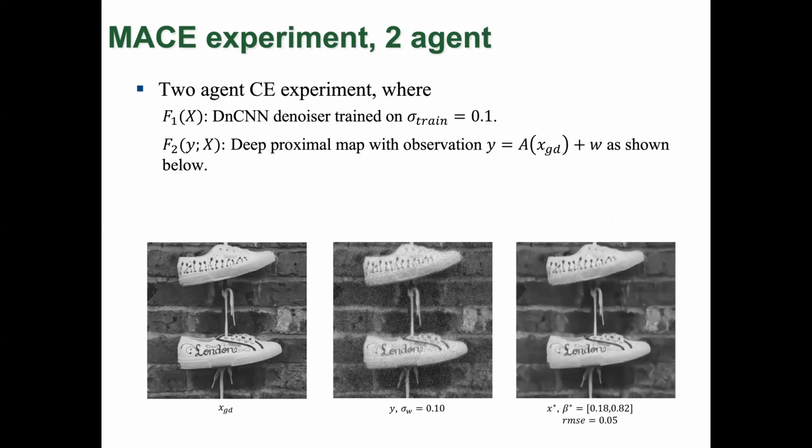We now go back to our experiment. Here we use two agents for the consistent equilibrium framework. One agent is the prior model agent, which is implemented using a DnCNN denoiser. The other agent is a deep proximal map agent that we just saw in the previous slides, which is associated with the camera forward model we have seen in earlier slides. We can see that with the help of the deep proximal map, we're able to do a pretty good reconstruction. The reconstructed image removes most of the blurring artifacts and also increases the contrast of the image compared to Y, the output image of the camera model.